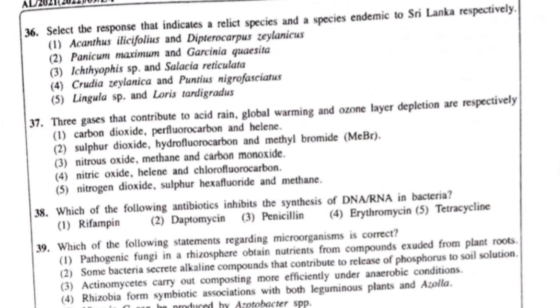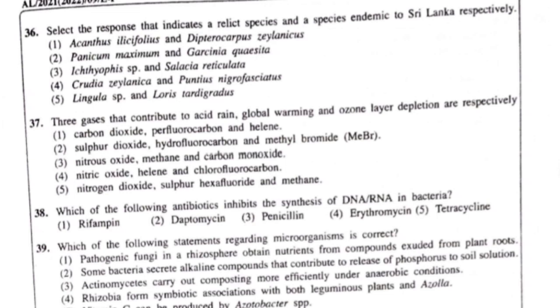Question number 37. Three gases that contribute to acid rain, global warming and ozone layer depletion are respectively. Okay, then talking about acid rain, mainly the contributors are sulfur dioxide and the oxides of nitrogen. Then when we talk about global warming, there is a long list which includes carbon dioxide, then methane, PFC, HFC, then oxides of nitrogen, water vapor, and black carbon, carbon monoxide. There is a long list.